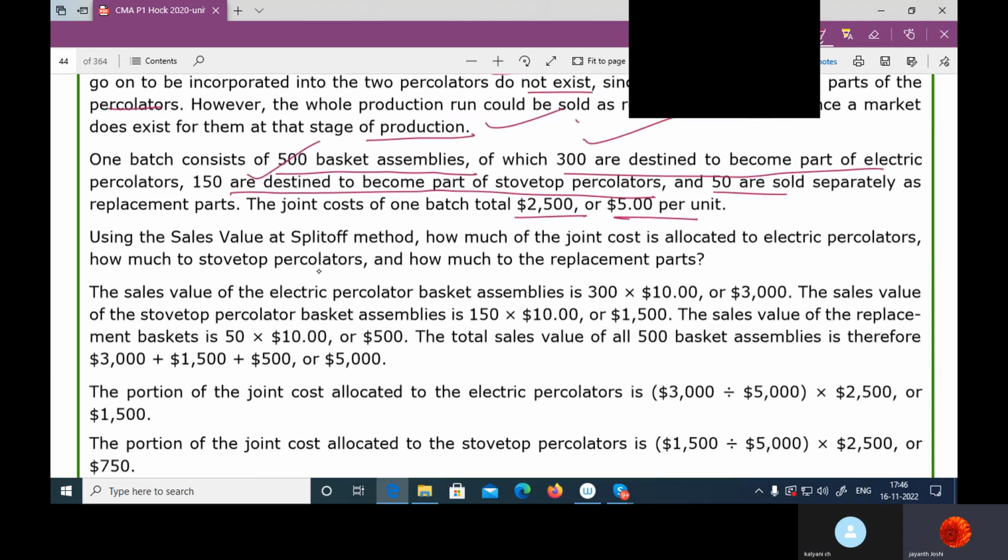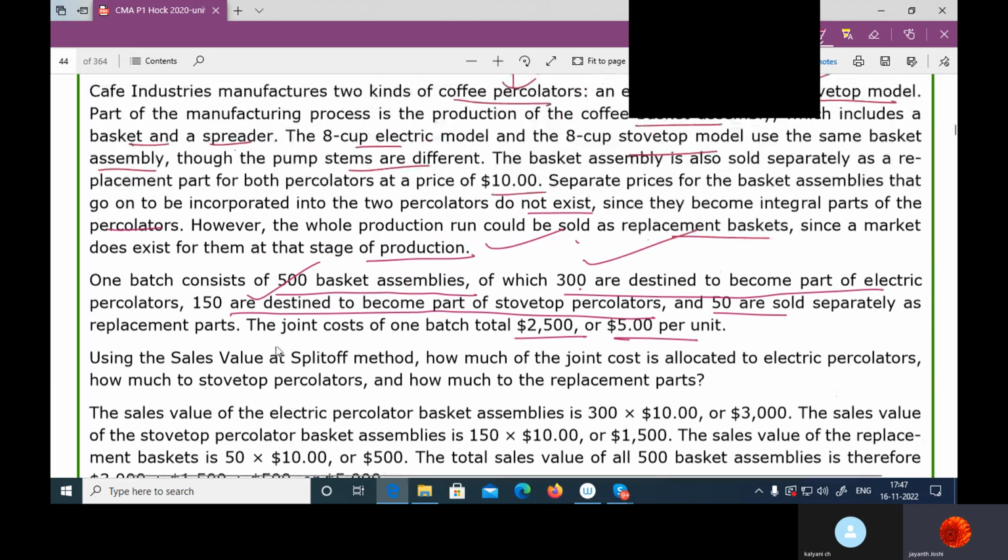Using the sales value at split-off method, how much of the joint cost is allocated? So we know the joint cost is $2,500. First, we will find out the sales value of each and every product. So 300 into how much is the price of the percolator? $10, correct?